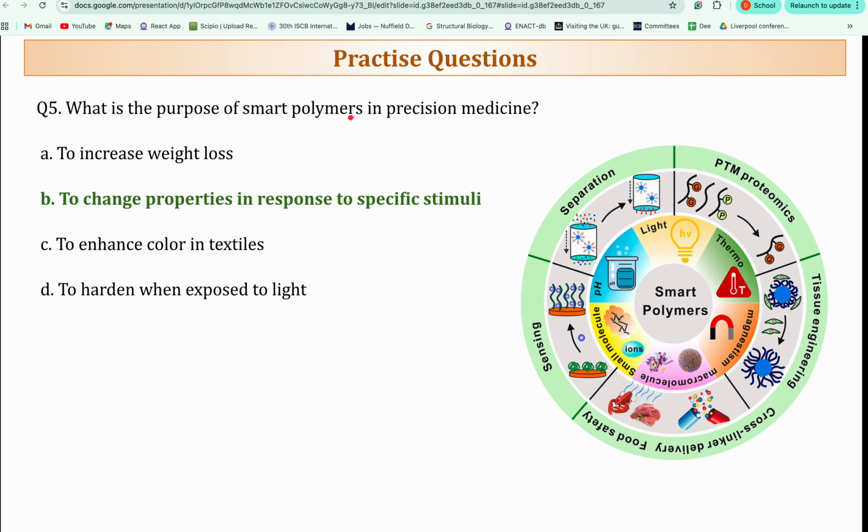Okay, so this is also straightforward. When we were talking about the biomaterials and smart polymers, we discussed why these are known as smart polymers, because they change their properties in response to the specific stimuli such as light, temperature, magnetism, macromolecules, smart molecules and pH. So these are different stimuli to which these smart polymers react, and they change their properties.